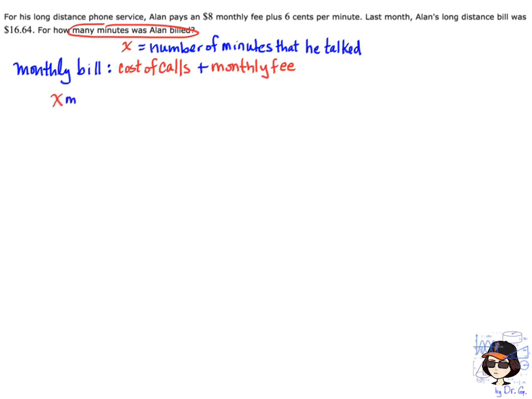So last month he talked for X minutes. And how much did those X minutes cost? Well, he's being charged 6 cents for each of those minutes. So we have to multiply X minutes times 6 cents for every 1 minute. And notice I wrote it as a fraction. You don't have to do that. You could say 6 cents per minute.